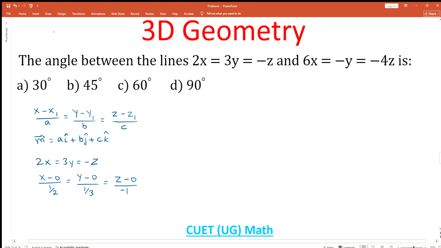The direction vector for this line is 1 over 2i plus 1 over 3j minus 1k or just minus k. This vector is parallel to the first line. Now we can analyze the second given equation.